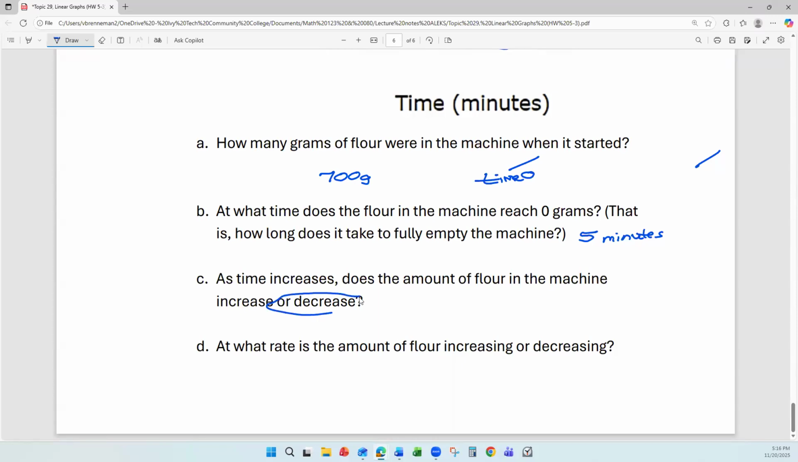And then it asks at what rate is the amount of flour increasing or decreasing? And when it says rate there, that means unit per 1 minute. So this is essentially, again, asking for the slope.